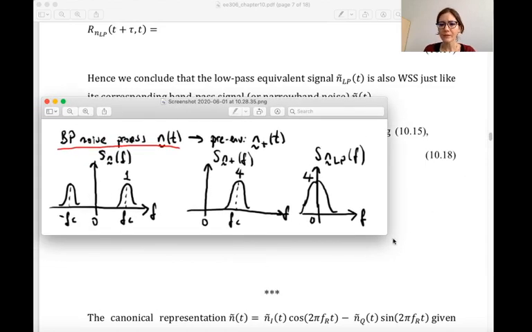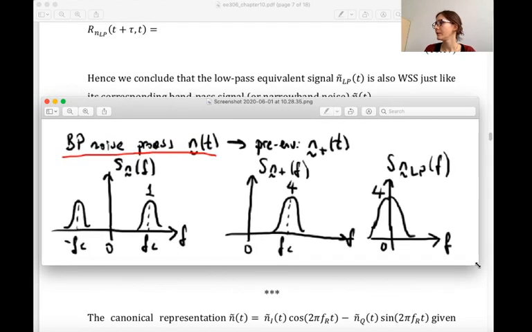So this is just a slide from our last lecture, just to remember what we had. So we had a bandpass noise process, n of t, which has this power spectral density. And remember that, again, to study the spectrum of stochastic signals, we use the power spectral density. So if the power spectral density is bandpass, then we say that random signal has bandpass spectrum. So this was the PSD of the original bandpass signal.